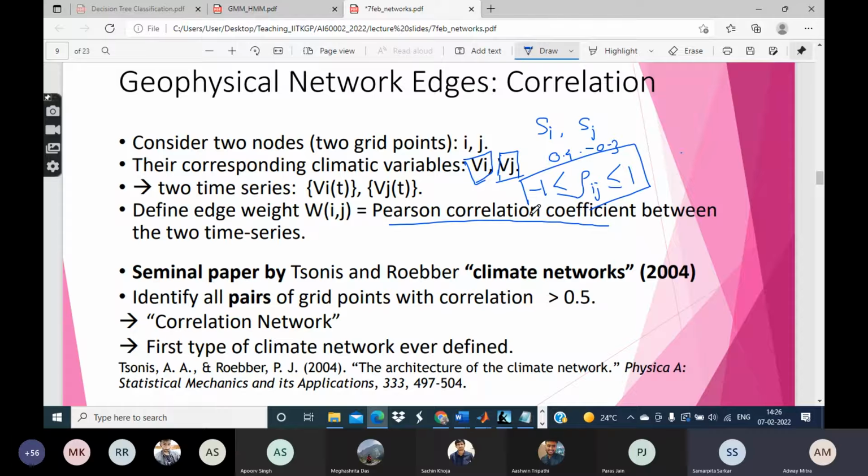So what we do is we put a threshold on these correlation values. What that threshold is going to be may depend on the exact application we are considering. One of the very first papers which dealt with this kind of network, climate networks, in which climatic variables, probably rainfall or temperature, were considered, was as early as 2004. They identified all pairs of grid points where the correlation coefficient is greater than 0.5, and such grid points were connected by an edge. So this was known as a correlation network, where the edges are inserted on the basis of the correlation coefficient.